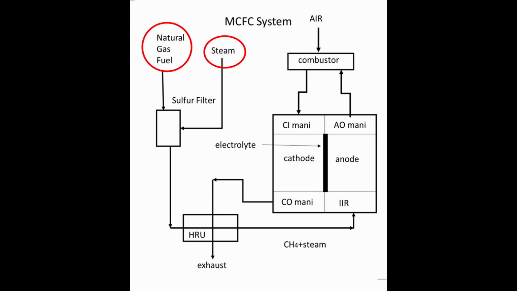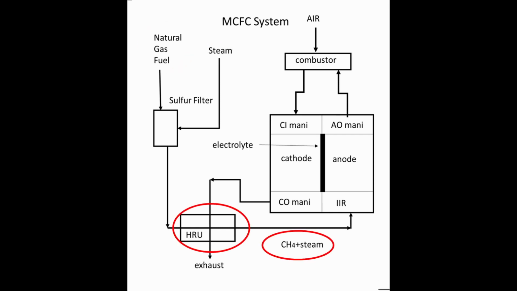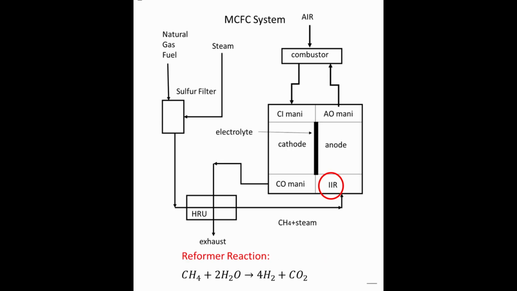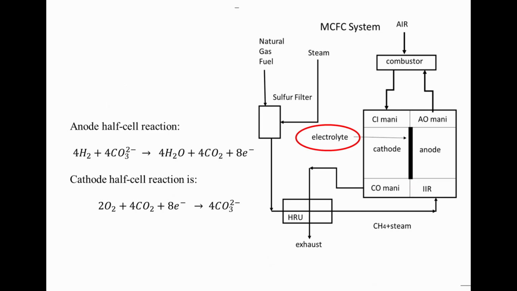The MCFC system diagram shows the natural gas fuel and steam being mixed as flows into the sulfur filter. The methane steam mix is preheated by the gas in the heat recovery unit, HRU. The preheated fuel is pumped into the indirect internal reformers, or IIR, of the fuel cell stack. The IIR reforms the methane and steam into hydrogen gas and CO2. The electrochemical reaction occurs across the electrolyte between the anode and the cathode.